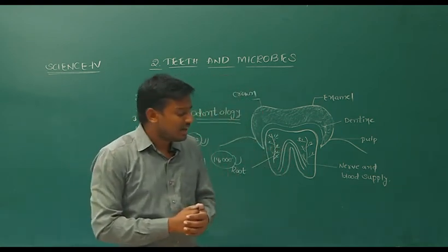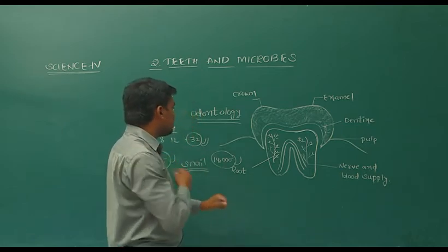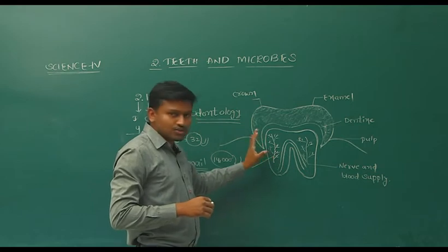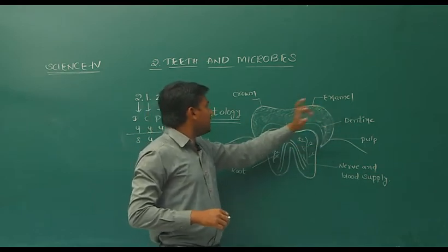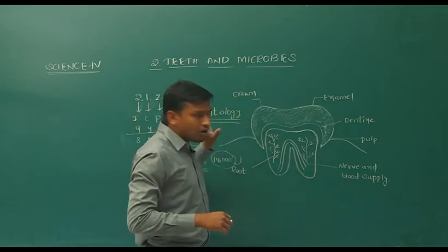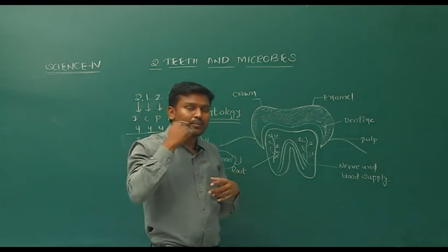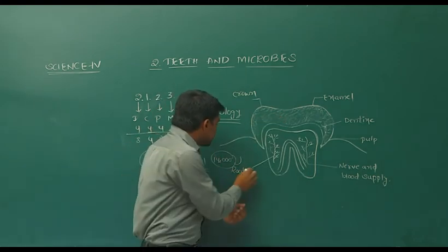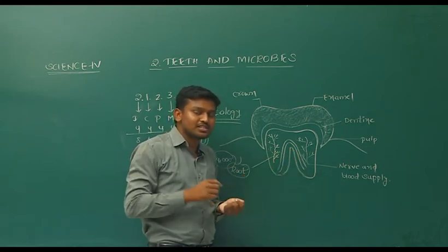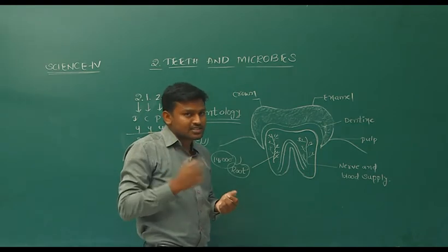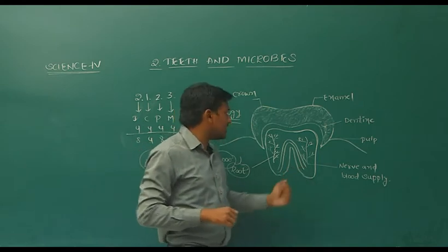And after this, let's see the structure of the tooth. Till now we have seen the types of teeth. Let's see a particular tooth here. So this is the structure. This is the upper part, enamel. This is the crown. Crown means the part which is visible to us, the upper part of the tooth. And this is the root. We cannot see the root part of the tooth because it is present inside the gums. So this is the crown, which can be seen, and the root, which cannot be seen.